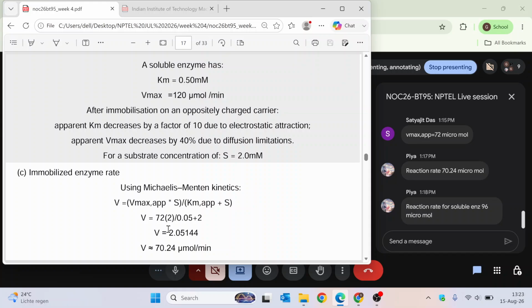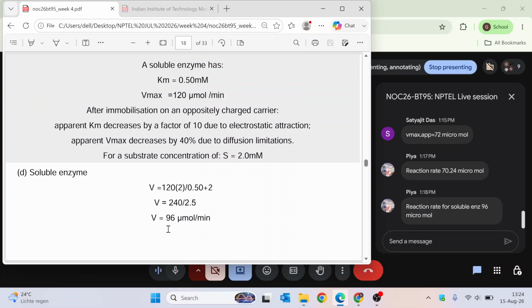And the next question is the immobilized enzyme rate. So it's Vmax apparent into S by Km apparent plus S. You have to use the values that you found in the previous two questions, and the rate is 70.24 micromoles per minute. And then for the soluble enzyme, you just have the Vmax as 120, and you know your Vmax S by Km plus S similarly. So it is 96 micromole.